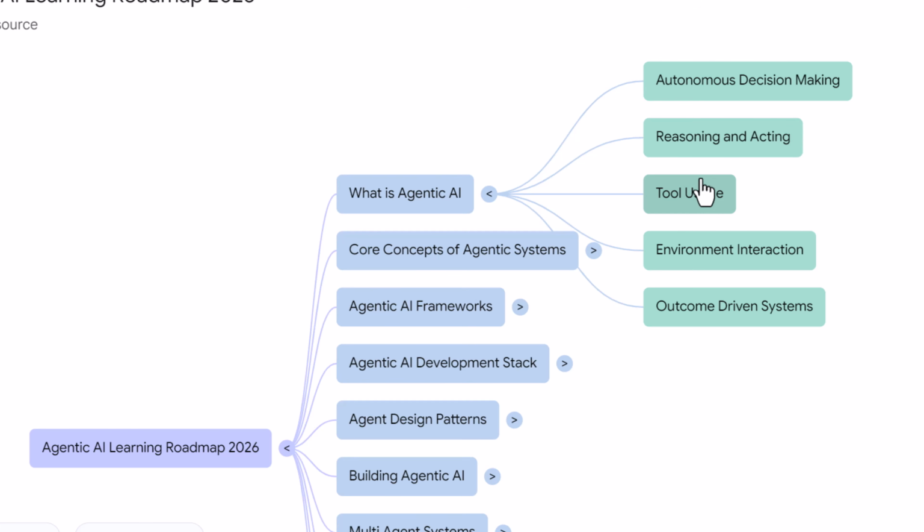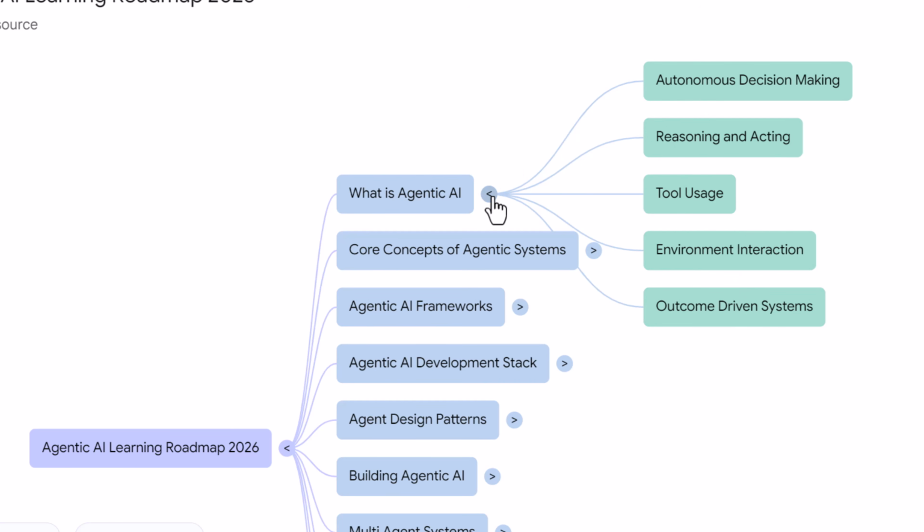Agents also rely on tool usage. Tools include code interpreters, browsers, file systems, and APIs that extend the agent's capabilities. Environment interaction allows the agent to respond to changes in data or the outside world, and outcome-driven systems ensure that the agent stays focused on the final goal instead of just generating text.